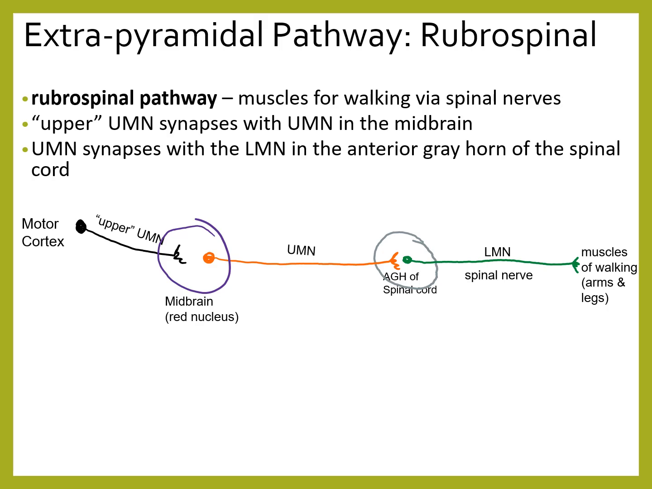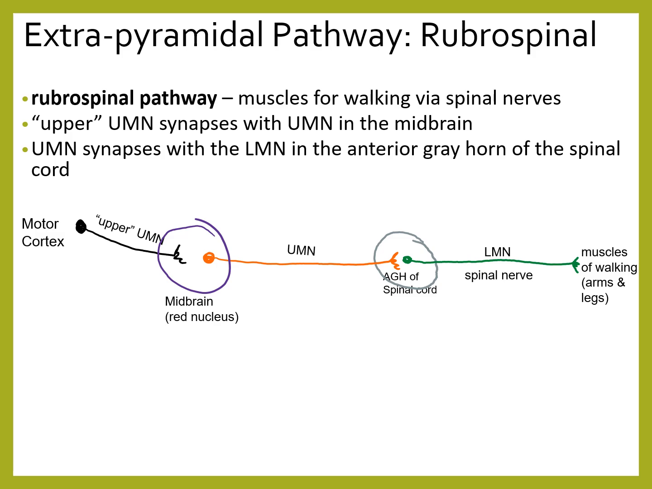The rubrospinal pathway is going to be for commands to the skeletal muscles for walking, and it's going to involve the spinal nerves. We have our upper motor neuron in black, which is going to travel from the motor cortex into the midbrain. It's going to synapse with our upper motor neuron. The upper motor neuron forms the red nucleus of the midbrain.